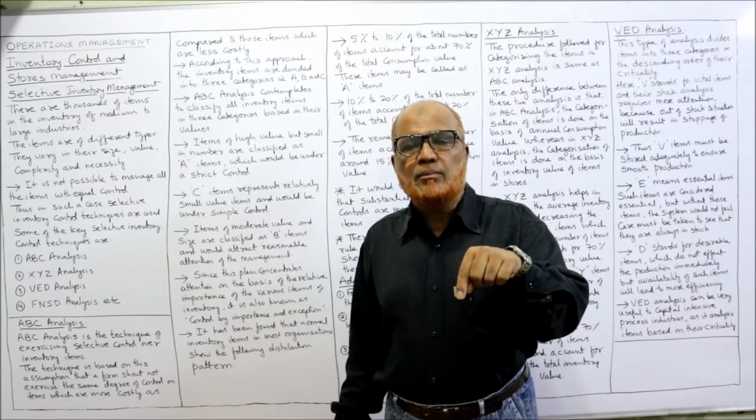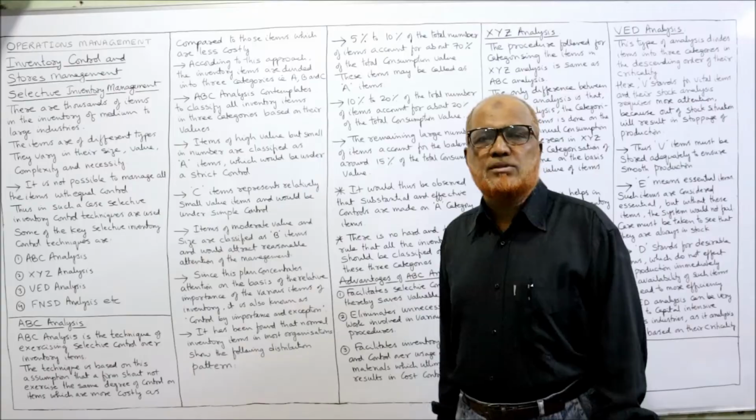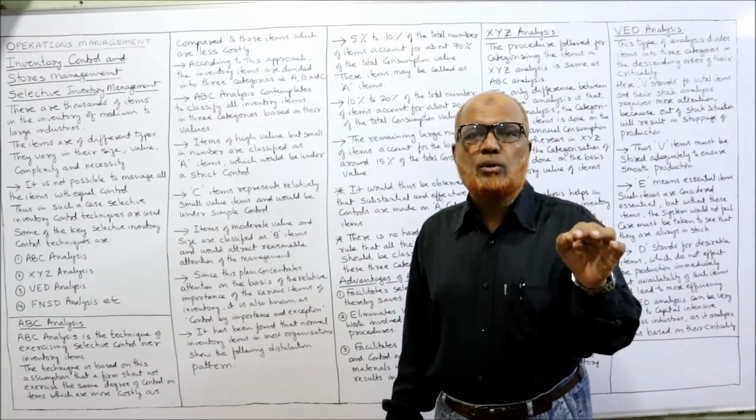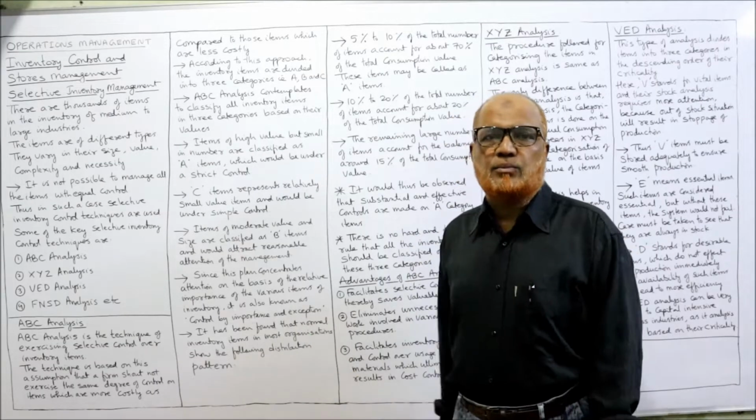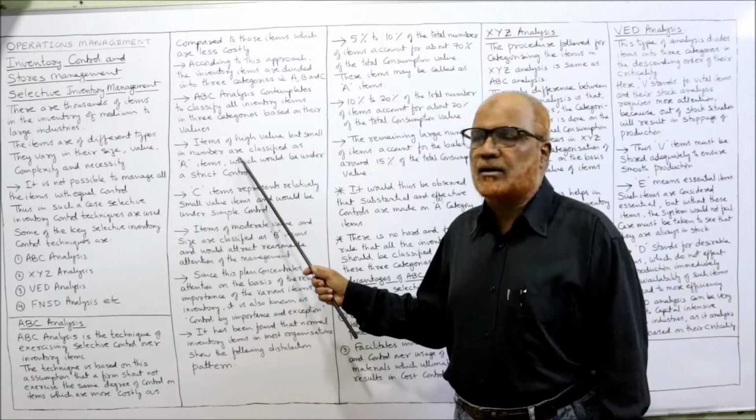So more items, less value. So we categorize it as C items. Least control should be applied on C items. Strict control should be applied on A category items.